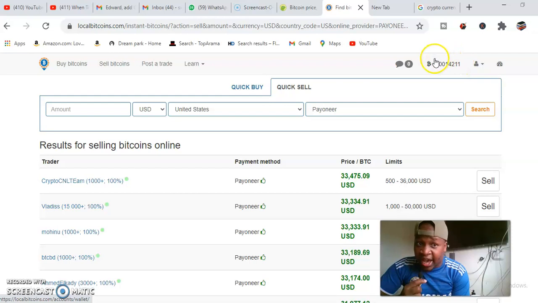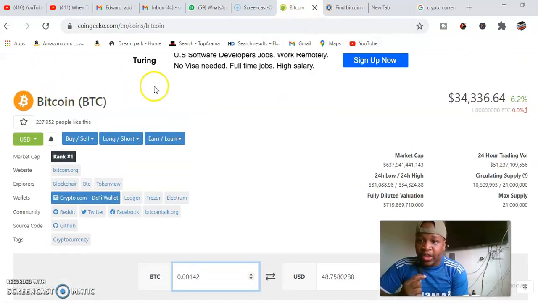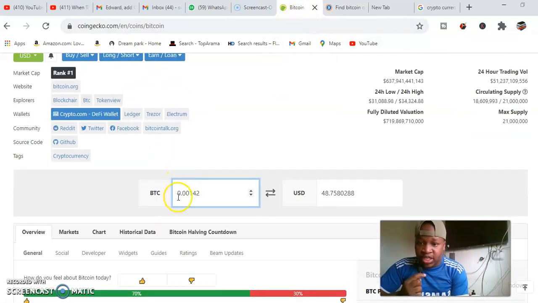So I'm selling cryptocurrencies. As we can see, I have 0.0142 Bitcoin. Maybe we can come here using CoinGecko. We'll be able to gauge the price of 0.0142 bitcoins. It's around an estimate of 48 US dollars.